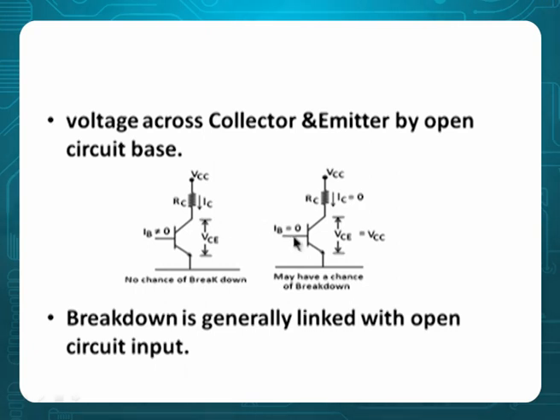But in the same way, if IB is equal to 0, open circuit here, and once IB is 0, IC equals 0. When IC is 0, the total supply comes here, and there is a chance of breakdown. Therefore, breakdown has a link with input current 0. That's why people normally say, whenever they talk about breakdown, that the input is open circuit. Open means 0 current. I have written a sentence there: breakdown is generally linked with open circuit input.